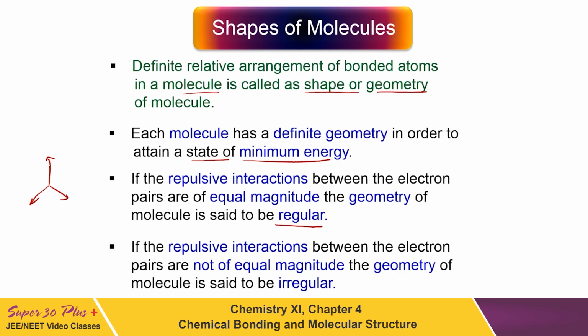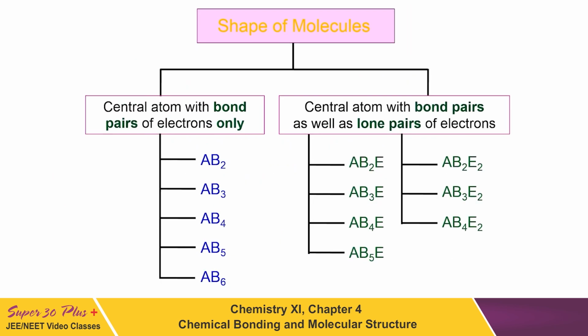This is called regular geometry. No matter what kind of hybridization you are talking about, if it has a shape in which lone pairs are not present, it is called regular geometry. Alright, so these are some shapes of the molecule.